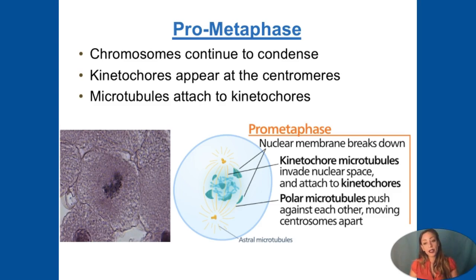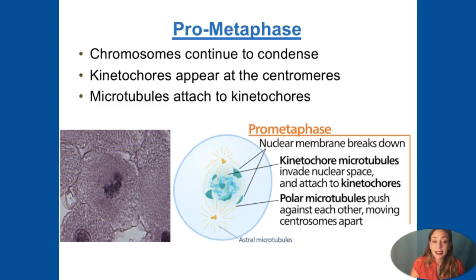Then there's prometaphase, which is just right before metaphase. Right here, the kinetochores appear at the centromeres. Remember, the centromeres are in the middle part of the chromosomes, that middle area, and kinetochores are the handlebars, remember, that attach to sister chromatids. So here, kinetochores appear around the centromeres of the sister chromatids.